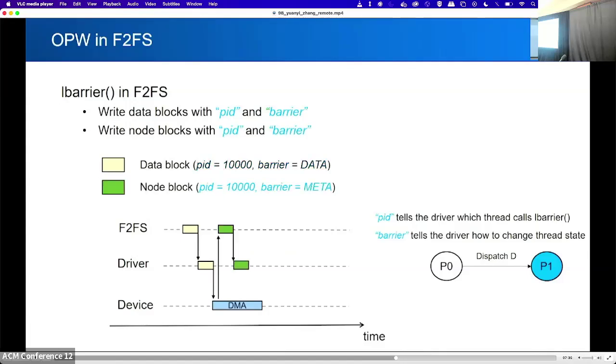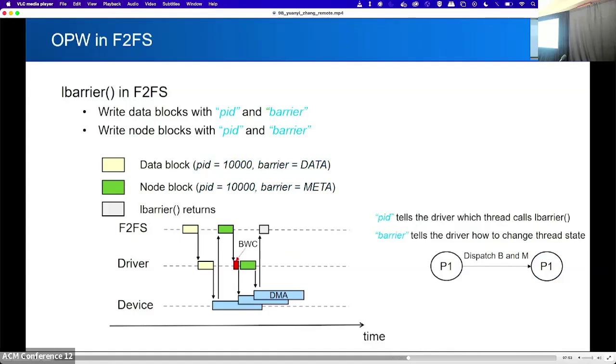After that, F2FS immediately writes metadata named node block. The process is similar. According to lazy issue, the state keeps unchanged, and the driver must dispatch the BWC before the node block. After node block is dispatched, add barrier returns. If the thread writes some data later, the driver will dispatch a BWC before dispatching the new data block.